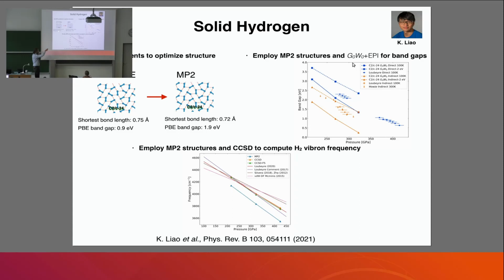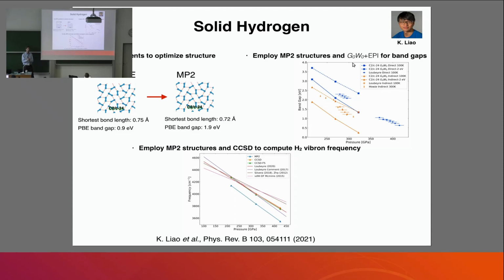And if you change that bond length by optimizing the structure on the level of amplitude theory, by using the amplitude forces and allowing the internal degrees of freedom to relax on the level of second order perturbation theory, you see that this bond length goes from 0.75 angstrom to 0.72, so it's shrinking. And there's a dramatic influence on the band gap. It changes the band gap by 1 electron volt. Shorter bond lengths mean larger band gaps in the solid hydrogen phases.